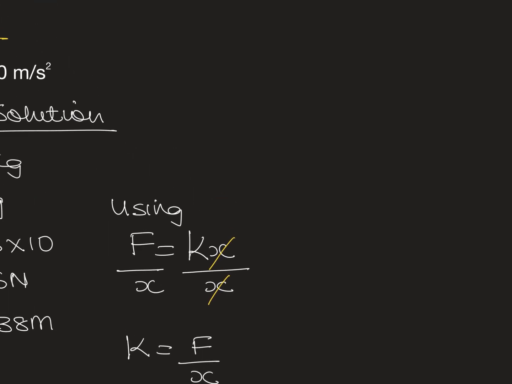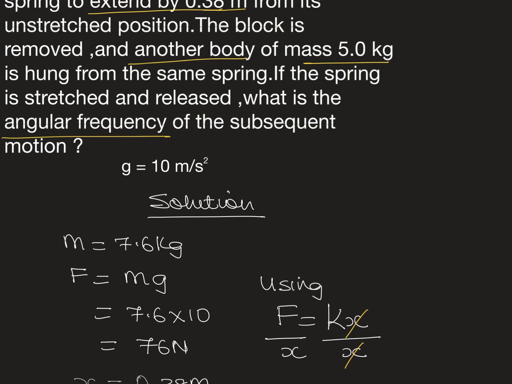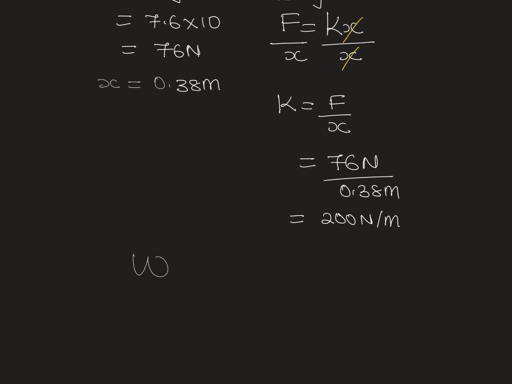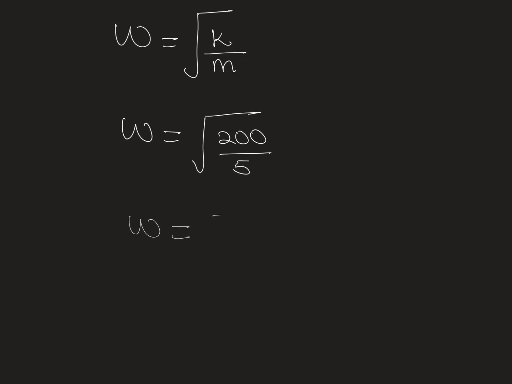So using that information, we will now answer the question, which asks us to find the angular frequency when the 5 kilogram mass is attached. So we know that the angular frequency is equal to the square root of the spring constant divided by the mass. So the angular frequency will be the square root of 200 divided by the mass, which is 5. The angular frequency will be the square root of 200 divided by 5, which is 40.